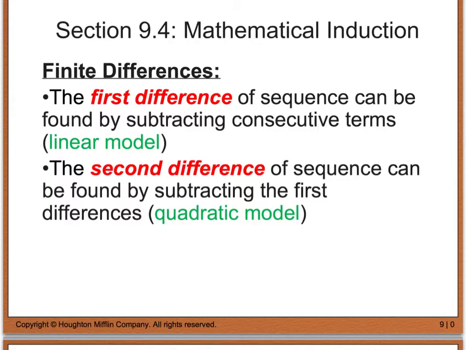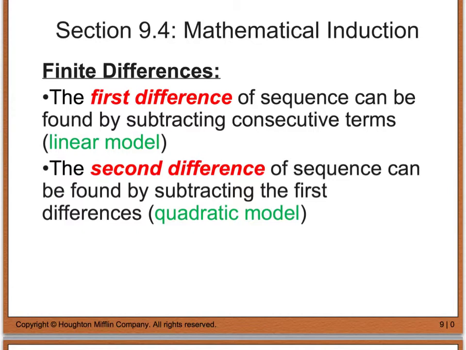The last thing we're going to look at in section 9.4 deals with finite differences. Now we did talk about these back in Algebra 2. However, I realize that's been quite a while, so we're going to go through an example. And the first difference of a sequence can be found by subtracting your consecutive terms.